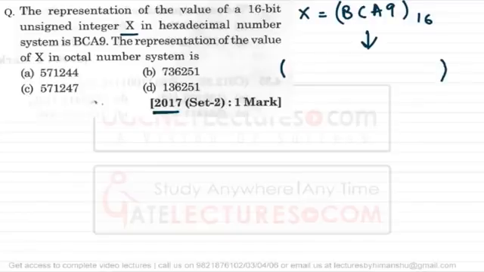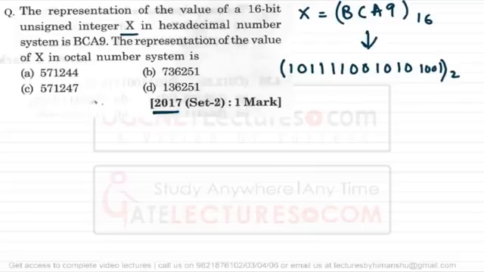Okay, so B means 11. 11 has the binary representation as follows. C is 12, which can be represented as follows, and finally 9 you can write as follows. So this is going to be the binary representation of the given hexadecimal number.